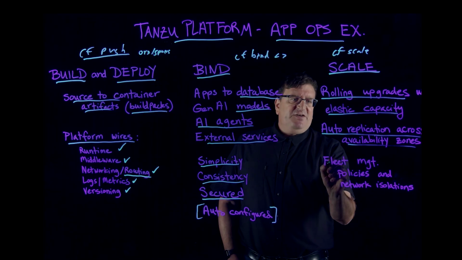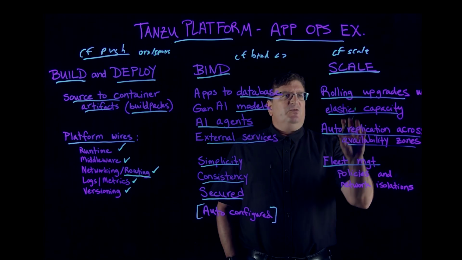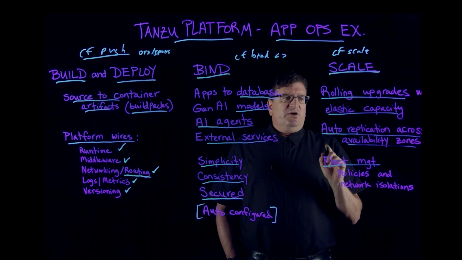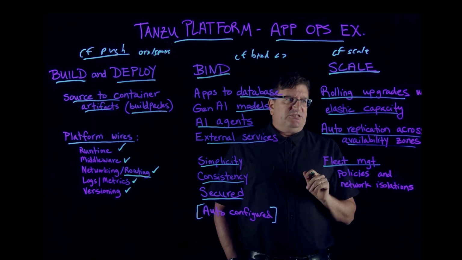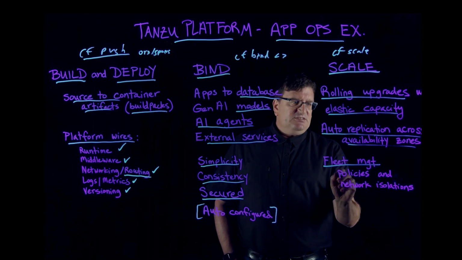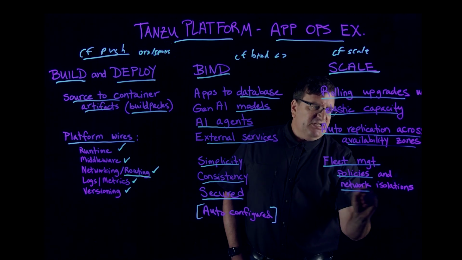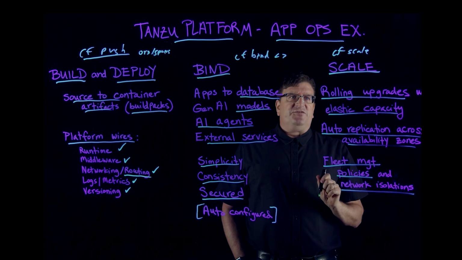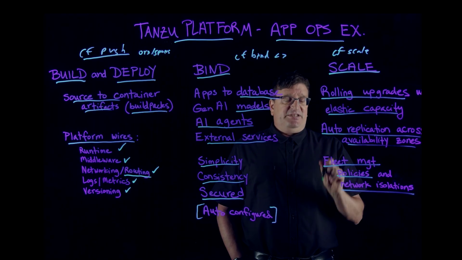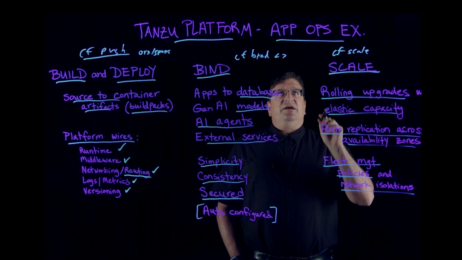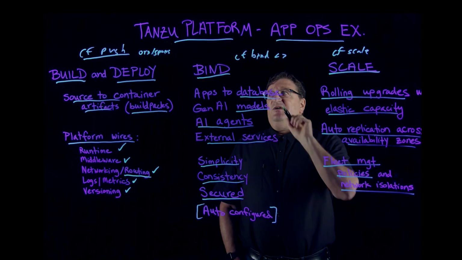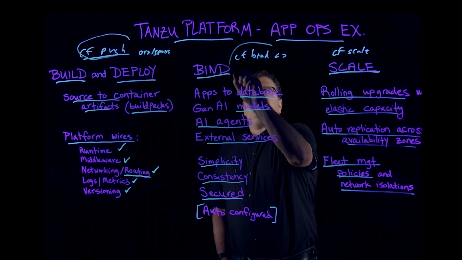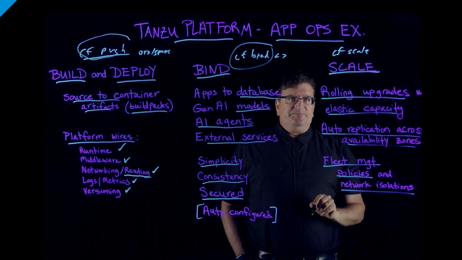That leads us to the final thing about fleet management. When you've done this at a 1 or 10 application scope, what about doing this at 1,000 applications across different data centers with different policies, different network isolations? Those are all features that are part of the platform, enabling you to manage applications at scale from an app operation experience without changing the developer experience around cf push or the binding experience around cf bind.